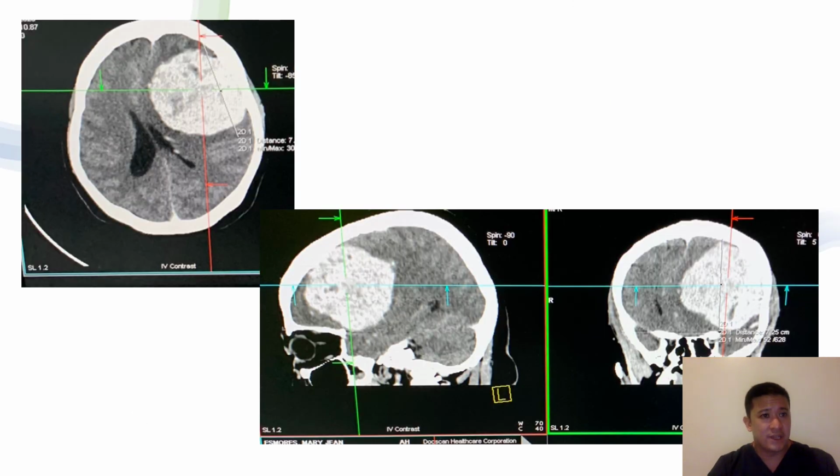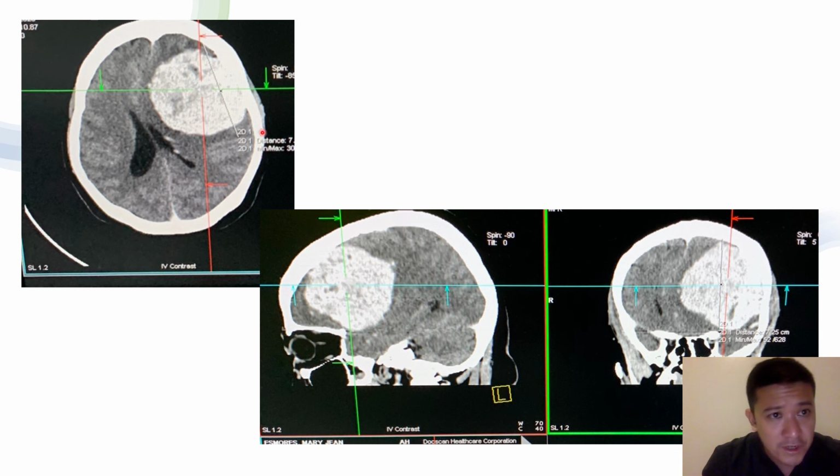So this is a CT scan of one of my patients. This is a contrast enhanced CT. The patient had a large left frontoparietal convexity meningioma. It's quite large. I think the measurement, let me see, sorry, let me pull out a pointer. So this is a large left frontal convexity meningioma.